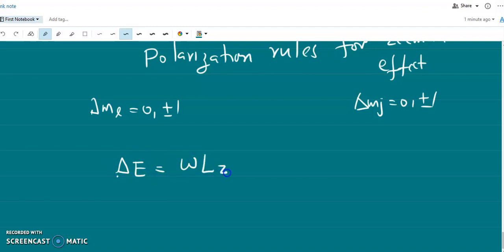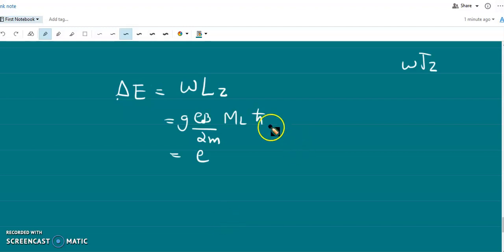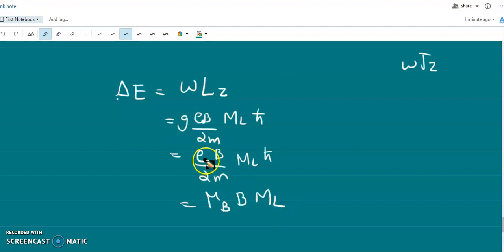omega Lz for singlets, and it is generally omega Jz. While calculating this we found that it is equal to G into EB by 2m Lz. Lz is ml cross h. So G is 1 and therefore it is EB by 2m ml cross h. H cross by 2m is mu b. So mu b B ml. So this is the interaction energy.